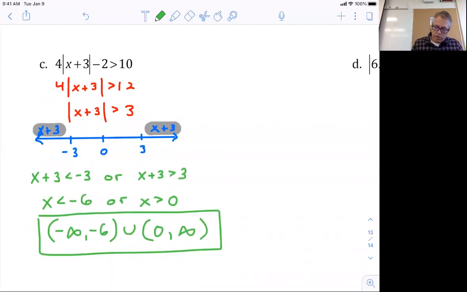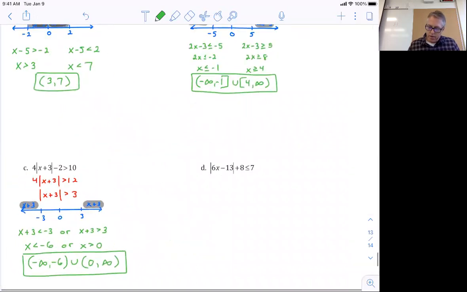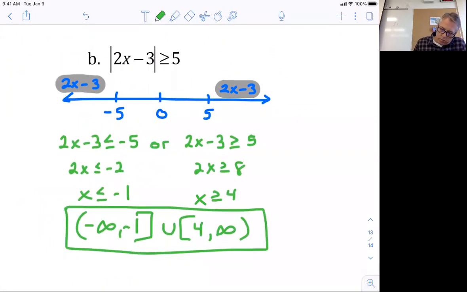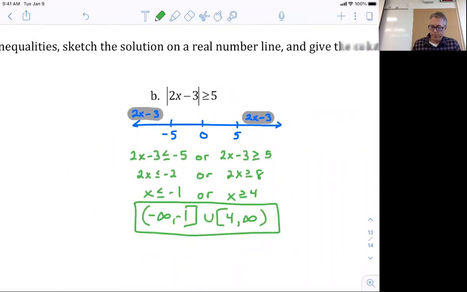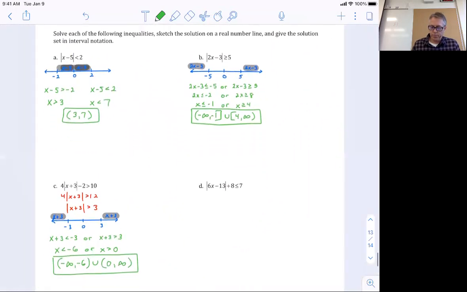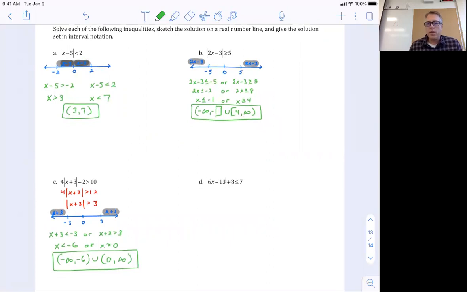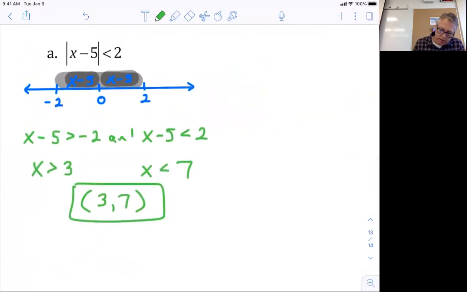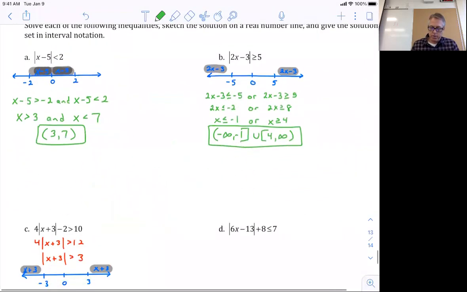So that occasion where we had 2 sections there, that was an or statement, much like part B. So we could have one side or the other. It could be in one region or the other. As opposed to part A, which only had one section or one region where your answers were. So that means it has to satisfy one and the other. That is an and statement.